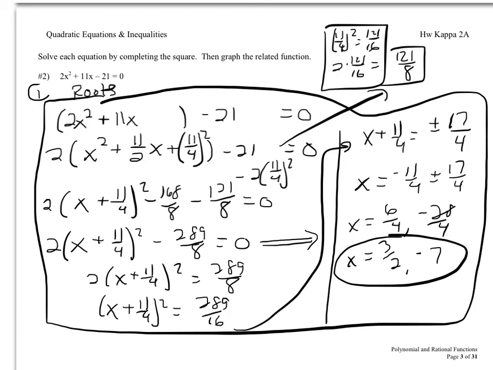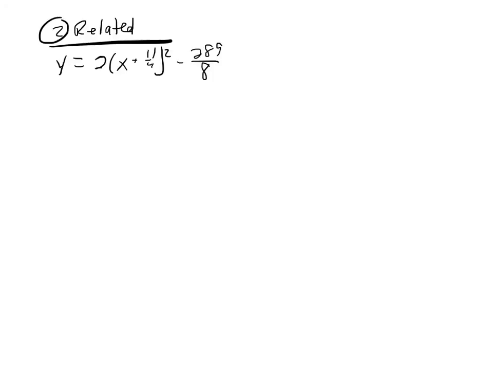That's step 1. Step 2, we're supposed to graph the related function. To do that, we first want to find the related function. To do that, I'm going to take this part right here, it's simplified on the left, and I'm going to replace the 0 with a y. So I replaced the 0 with a y in that equation, and I got this related function.